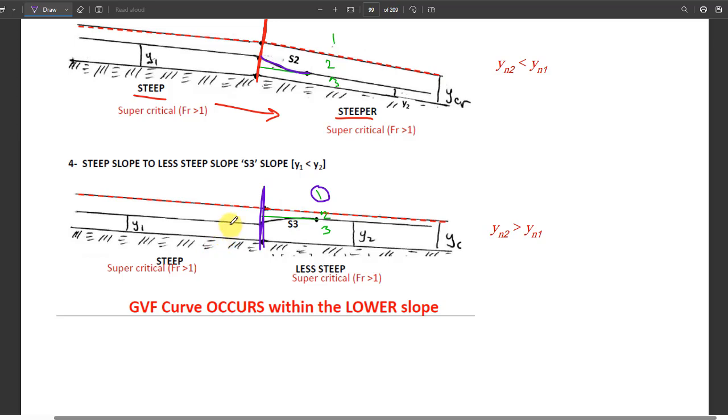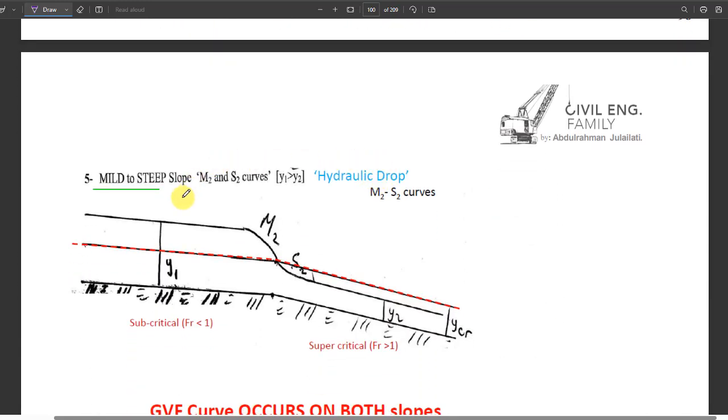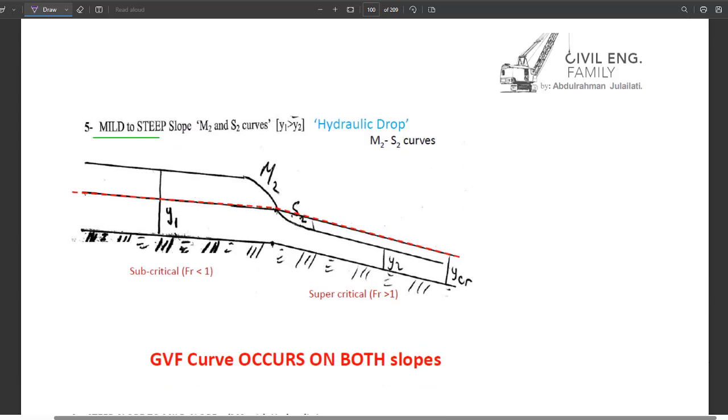So these cases will always be the same, nothing will change, but just try to understand the main concept. Here we have a special case. This one we call a hydraulic drop. What does it mean, a hydraulic drop?